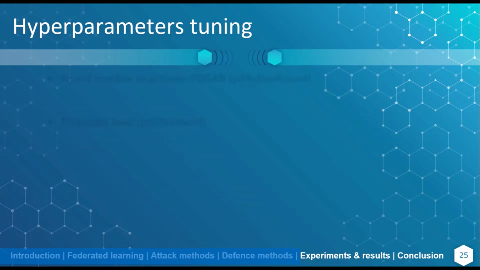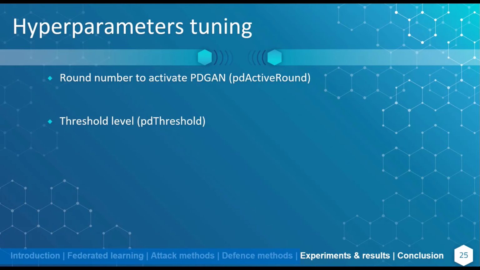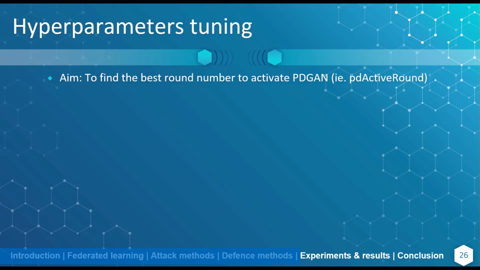After ensuring the base code was usable and correct, PDGAN was implemented. Then, the crucial hyperparameters were tuned, which were the round number to activate PDGAN and the threshold as mentioned before. Each experiment was repeated 3 times to ensure consistency in results. The results for tuning PD active round are as follows.